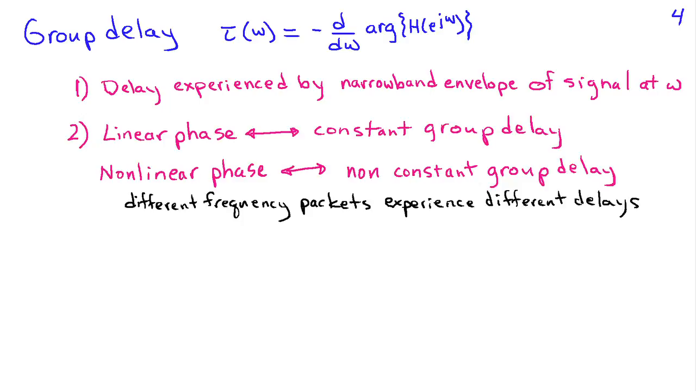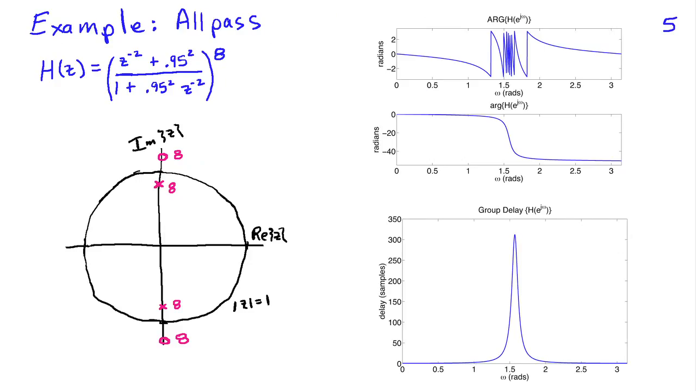Clearly, if I have a linear phase system, then the derivative is going to give me a constant, and I'll get a constant group delay, and that's because all of the frequency components experience the same delay. In general, with nonlinear phase, I'm going to have a non-constant group delay, and different frequency packets will experience different delays. So let's look at an example of this.